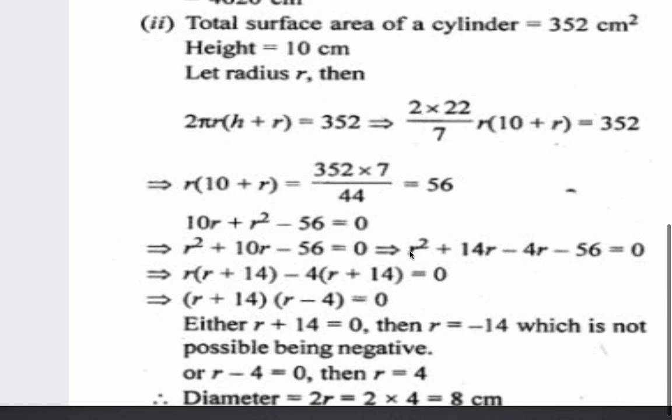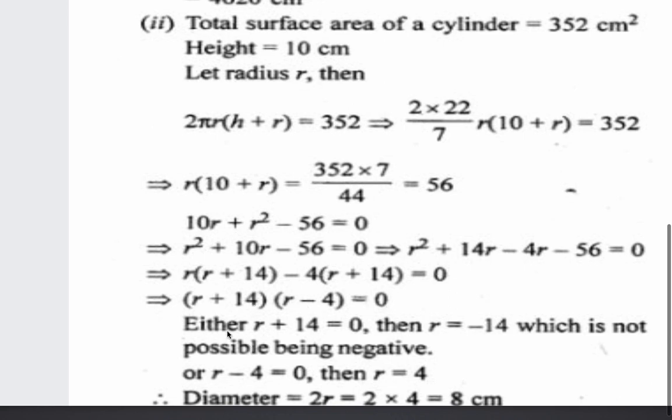So this is what I have formed as the factors: r square plus 14r minus 4r minus 56 equals 0. Take r common from the first two terms, r plus 14, minus 4 common from here, r plus 14. So what are the two values I am getting? r plus 14 into r minus 4 is equal to 0.